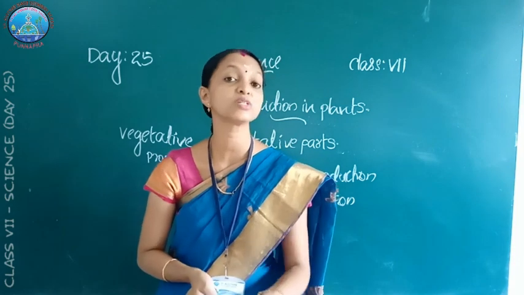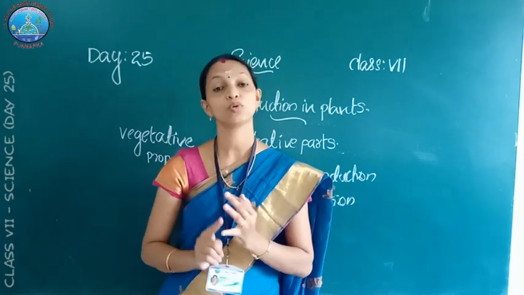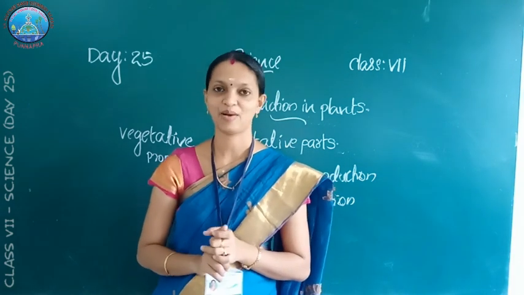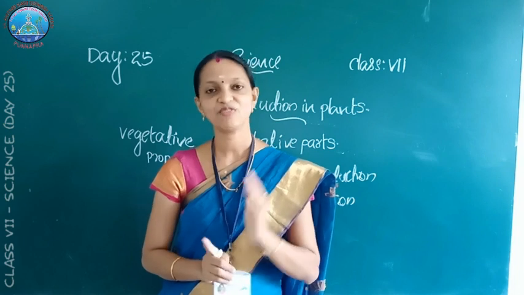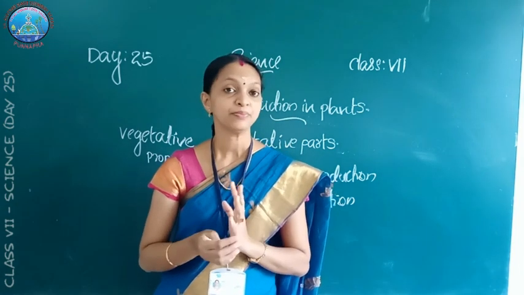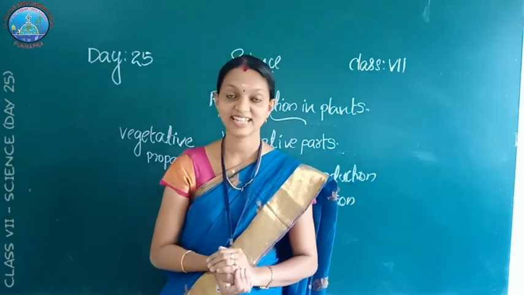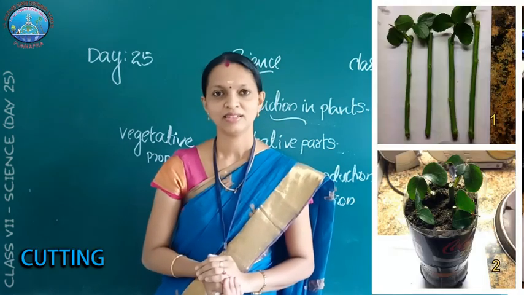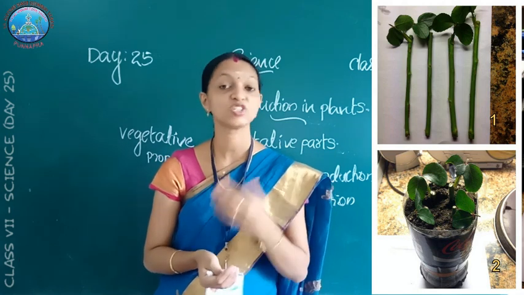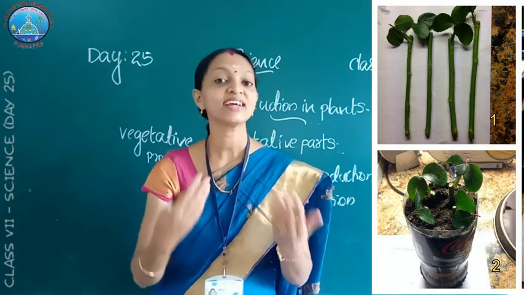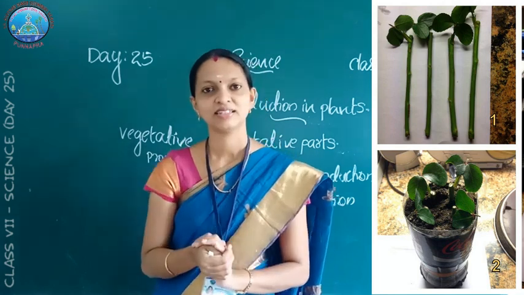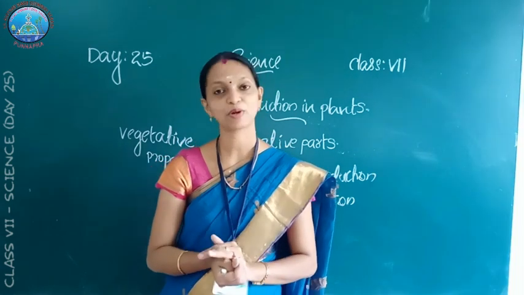The plants produce their offspring from the roots, leaves, buds, etc. Let us study one by one. The first one, vegetative propagation, first one, cutting. Some of the plants like hibiscus plant, jasmine plant, we can cut the plant parts. That cutting produces new plants. That is one type of vegetative propagation.